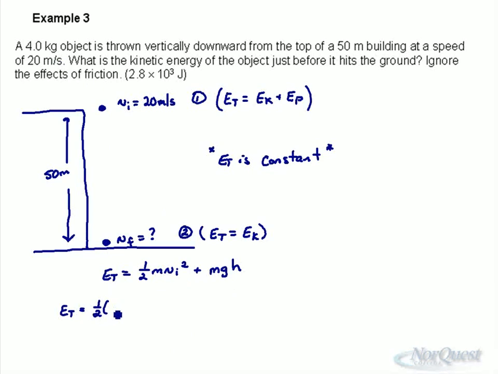1/2 times 4.0 kilograms times the initial velocity 20 meters per second squared, plus 4.0 kilograms times 9.81 newtons per kilogram times 50 meters. Punch that in on your calculator. And again, I'm just going to punch it in to verify my answer.